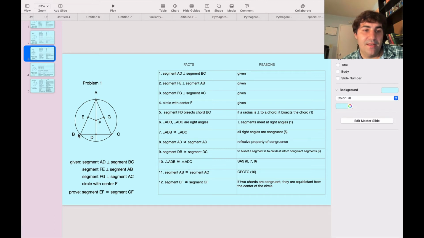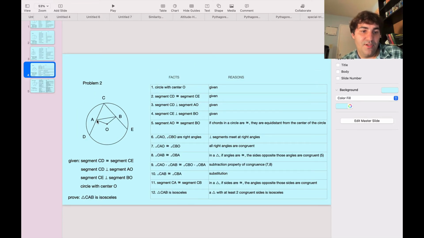And we know that segment AB and segment AC are both chords of the circle, right? In both cases, we have a segment that joins 2 points on the circle, and that's the definition of a chord, right? So we know if 2 chords are congruent, then they're equidistant from the center of the circle. Well, segment EF and segment GF, the measures of these represent the distance from the chords to the center of the circle. So we know that segment EF is congruent to segment GF.